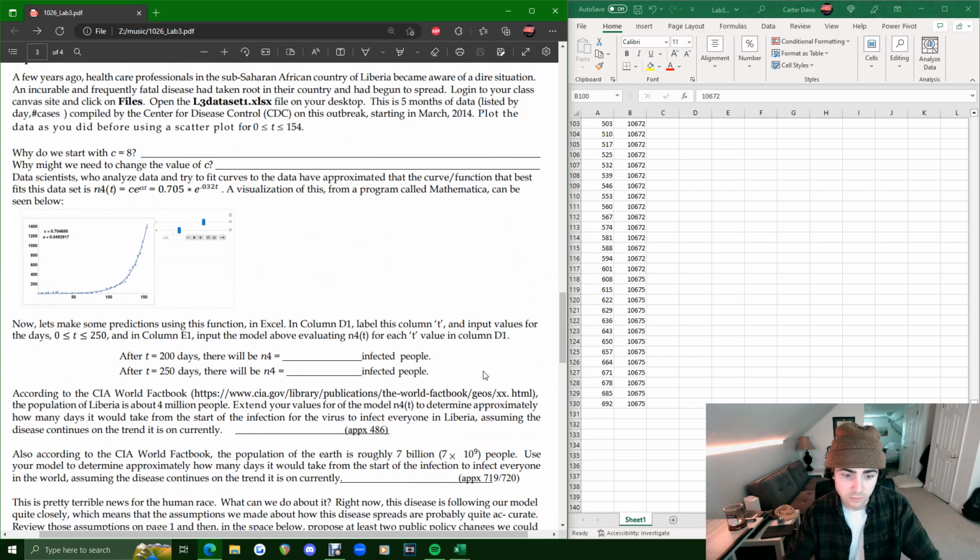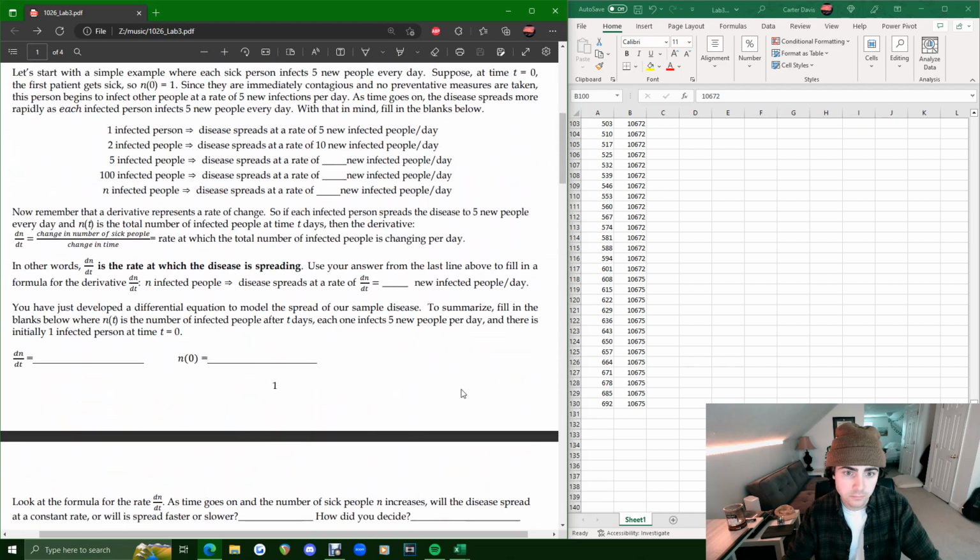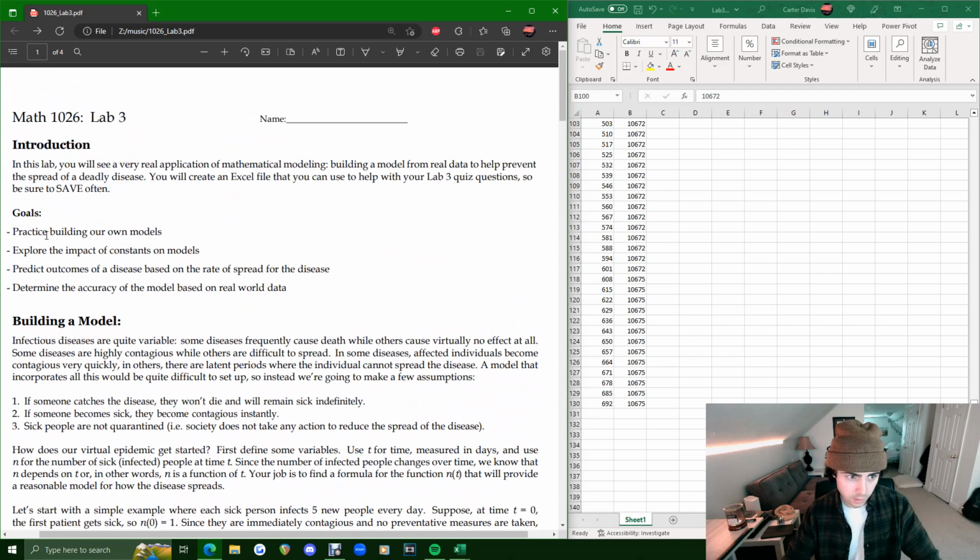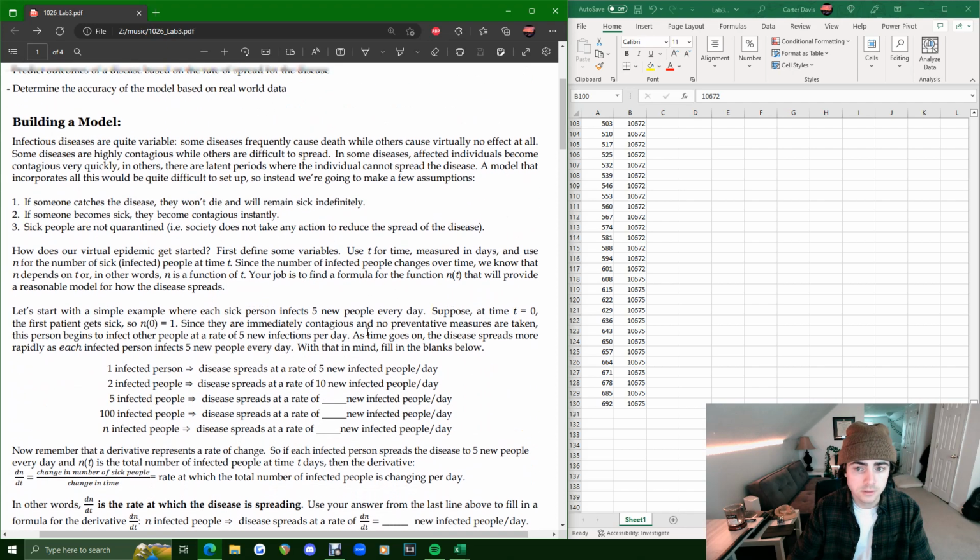Yeah, sorry, it's kind of a rough lab. I hope you took something away from it. But for these goals: practice building our own models, exploring the impact of constants on models, the different A and C values, predicting outcomes of a disease based on rate of spread of a disease, and determining the accuracy of the model based on the real-world data. I guess we technically did that. It's a little rough around the edges, but again, I hope you learned something from this.